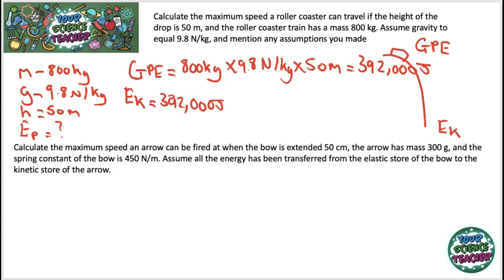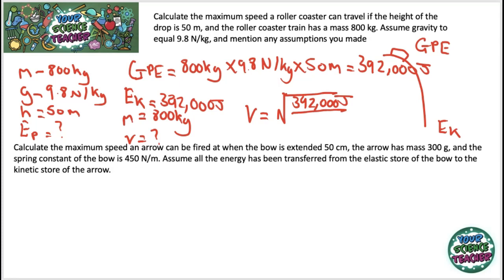And therefore I can now calculate its speed or velocity, because I know its mass is still the same. It's 800 kilograms. And velocity equals the square root of the kinetic energy, which is 392,000 joules, divided by a half times the mass, which is 800 kilograms. And that gives me an answer of 31.3 meters per second. And I'm going to underline my answer and circle my units to show the examiner that this is my final answer of the question.